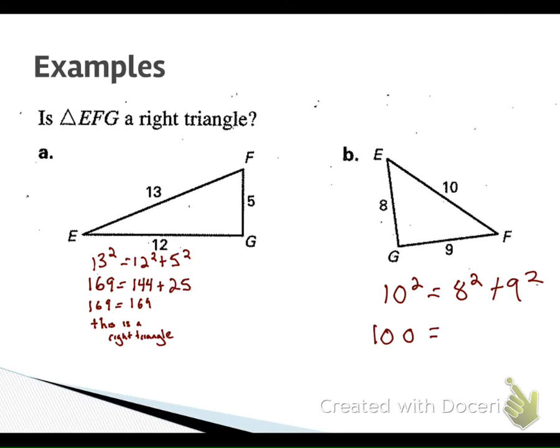8 squared is? And 9 squared is? 64 plus 81 gives me what value? Say it one more time. 145. Do you guys agree? Yes. 145. So they're not equal. So we cannot say it's a right triangle, so it's not a right triangle. Therefore, it is not a right triangle.